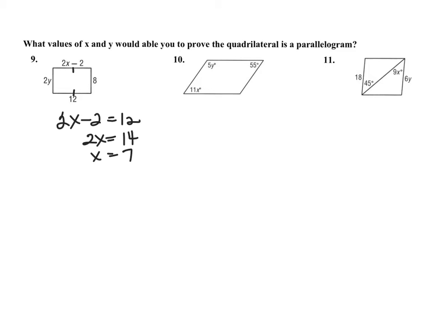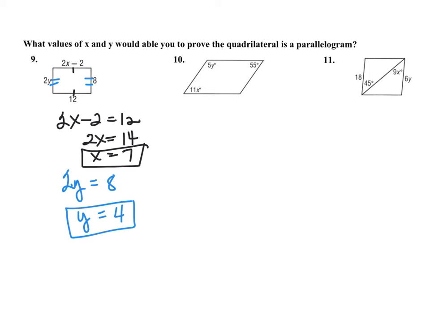But then I also would need the y's to be congruent. So I have 2y equals 8. And so y would have to be a 4 so that I could have a parallelogram. All right, let's look at the next one.